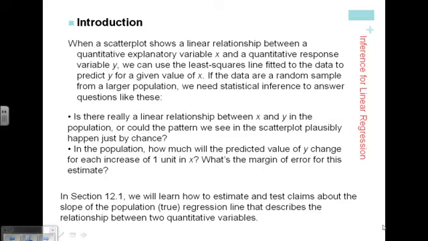In this section, we're going to try to investigate all of those questions. We're going to try to say, can we find out if the relationship is real? And if it is real, can we get a reasonable estimate of what we think the true slope is?